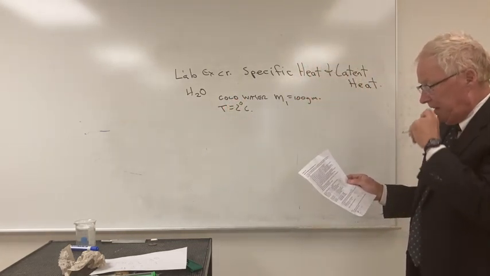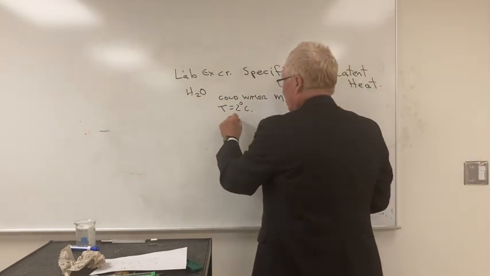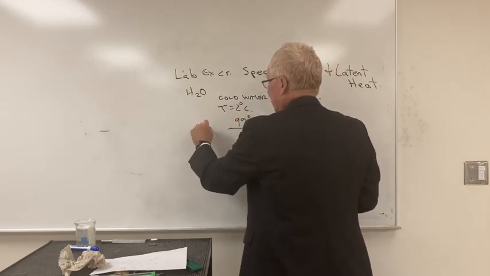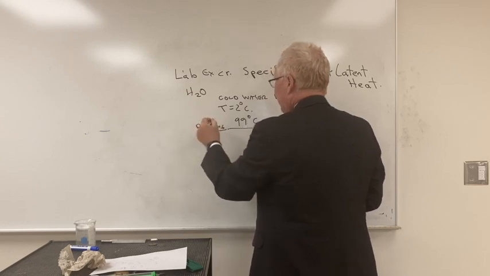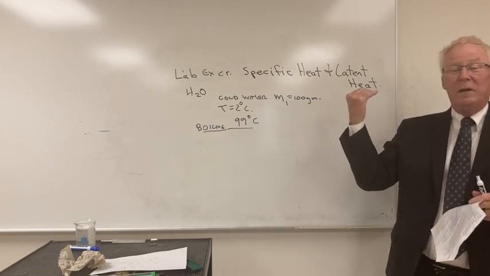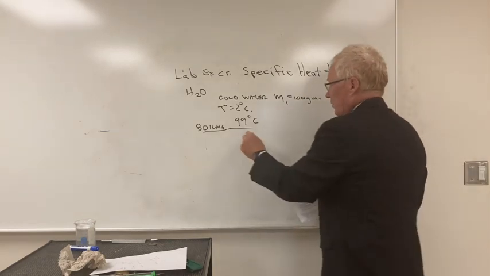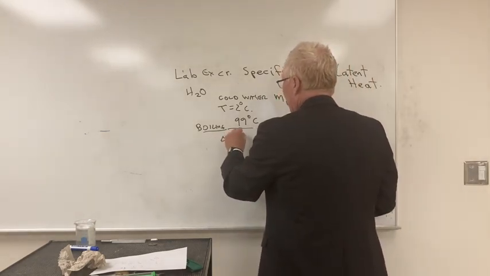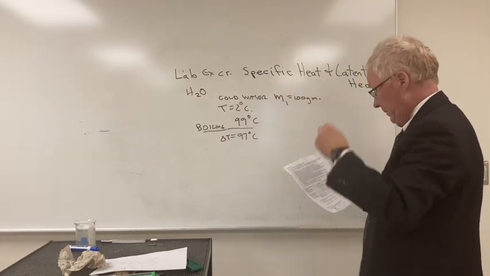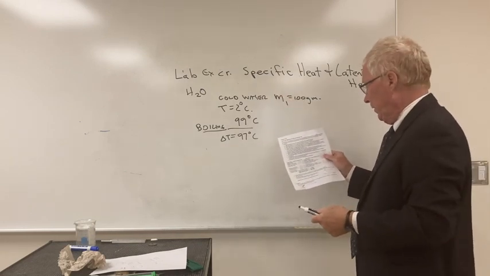All right, we then heated it until it started to boil. So the boiling point was, we boiled it at 99 degrees, which is about right for Bemidji because the boiling point changes with altitude, and we're at about 1,300 feet or so, so this isn't too bad. And so the change in temperature, delta T, was 97 degrees Celsius. All right. You know, we went through the beaker mass. I've shown those calculations in the video.